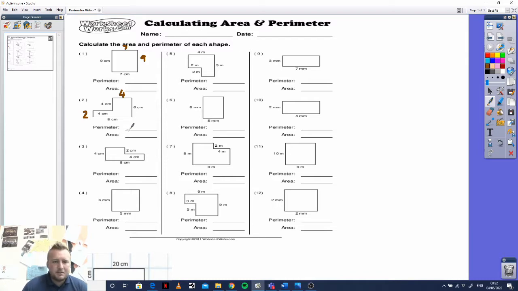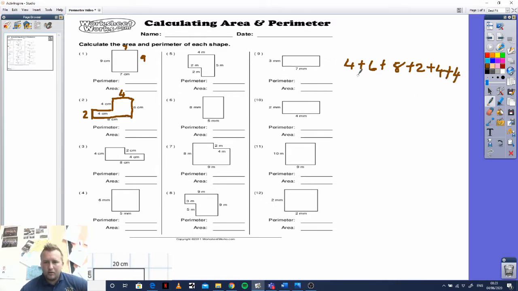Okay, now all we need to do is go around the shape like we're walking around the shape. So we're going to start here. 4 plus 6 plus 8 plus 2, and I'm writing the lines as I'm going around the shape, plus 4, and then plus 4.